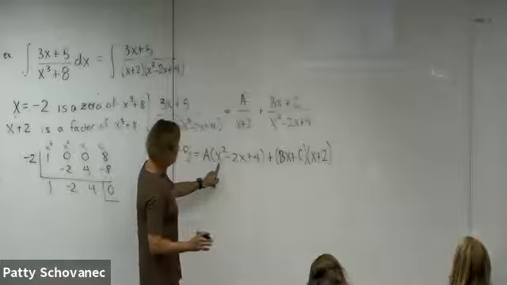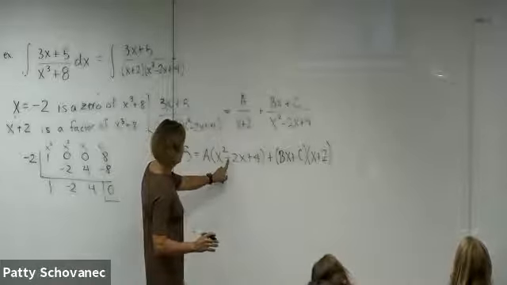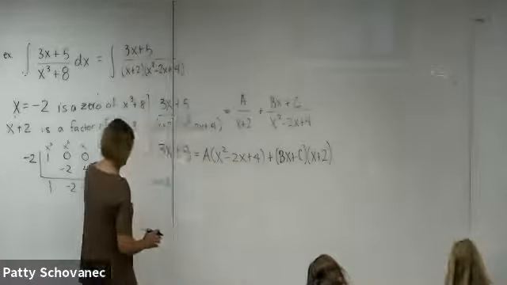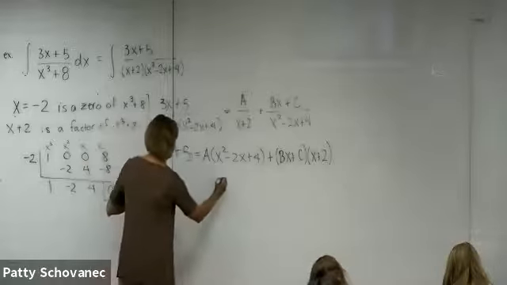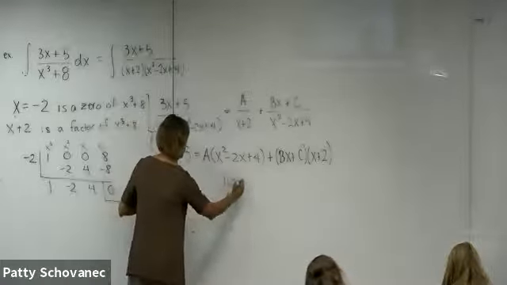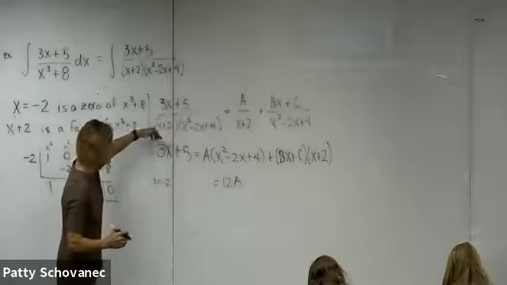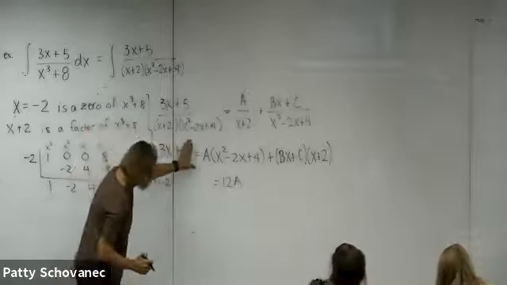-2 squared is 4. -2 times -2 is another 4, so I'm at 8. And now that's at 12. So 12A. Let's replace that side. I don't want A as 112. So let's see if we can get something nicer here. Let's see, that's a -6.